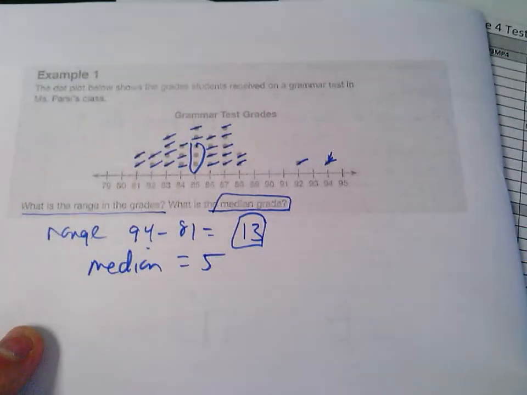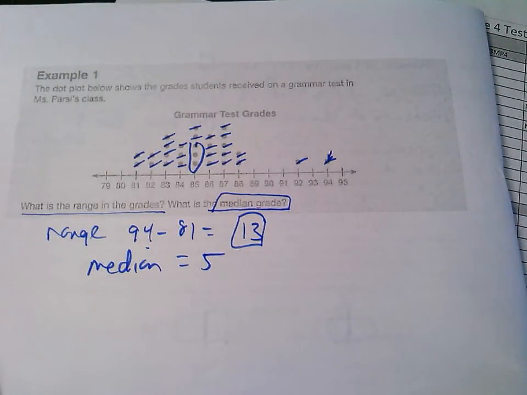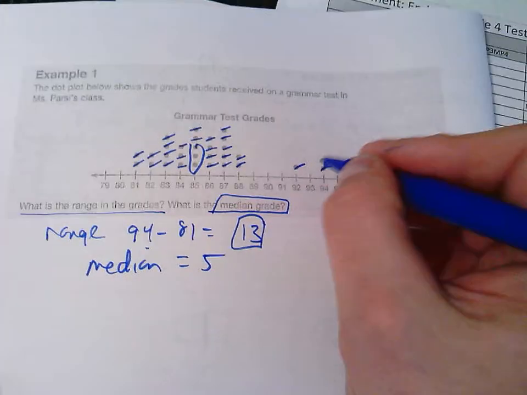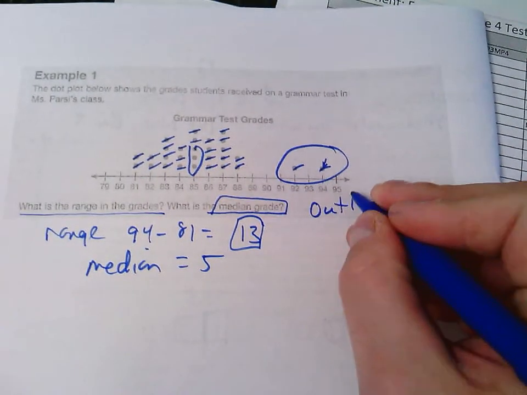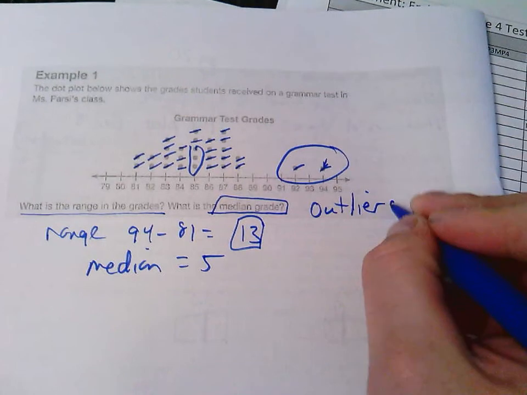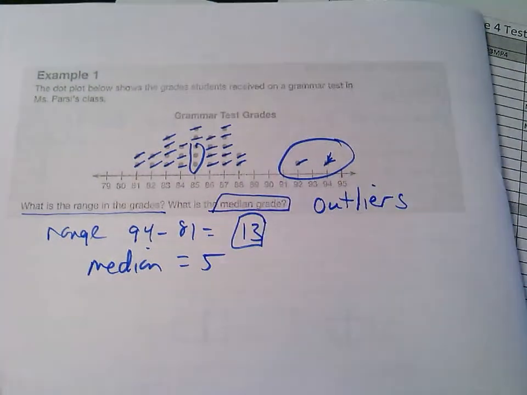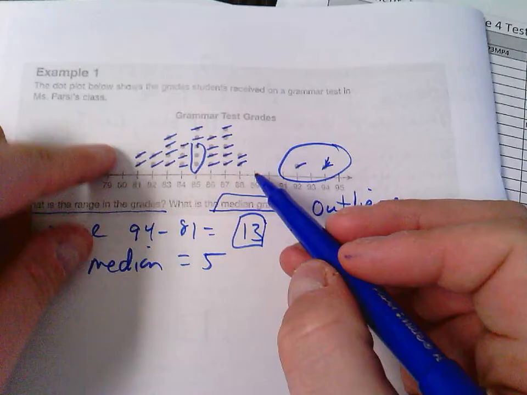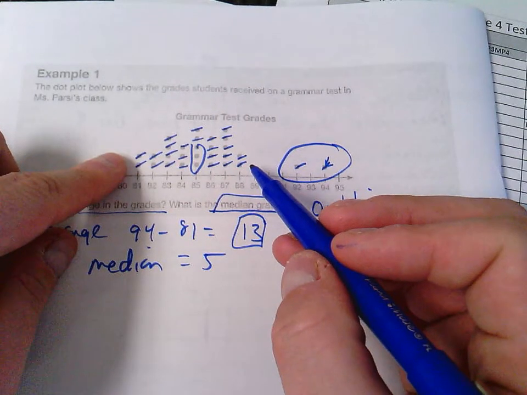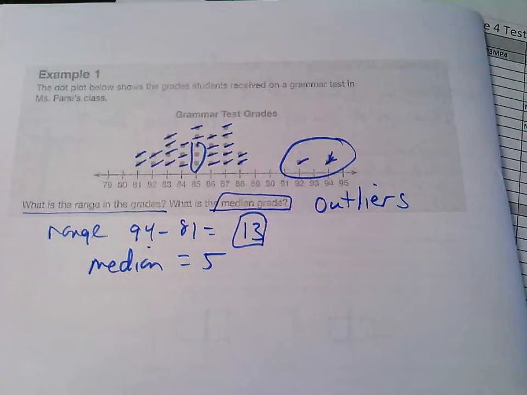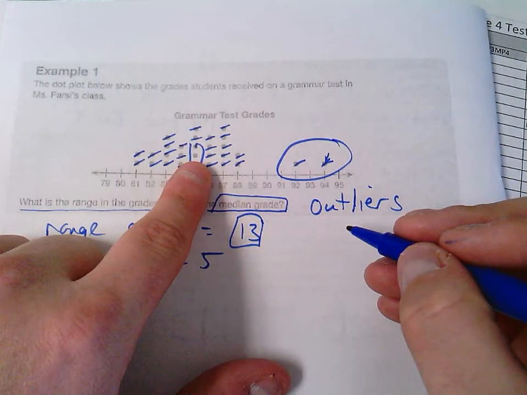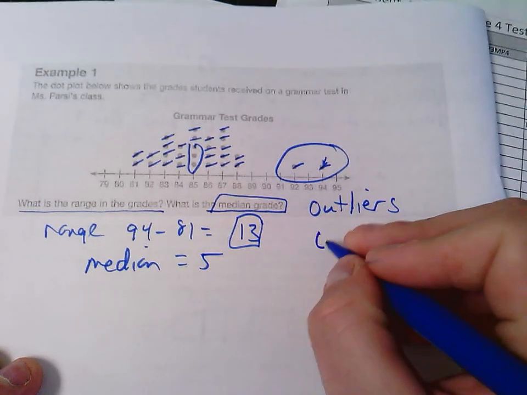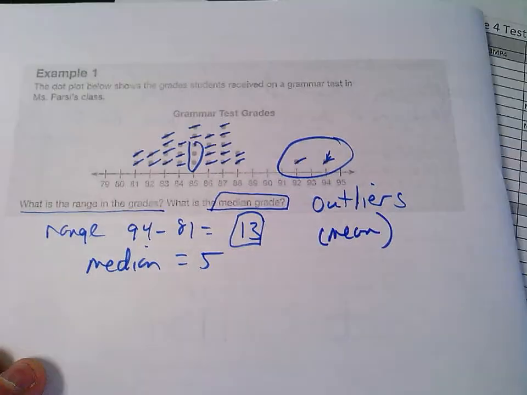Now these 2 value points out here have a special name. These are called outliers. An outlier is something that doesn't really match the rest of the data. You can see how most of the values are really kind of close together, and then you've got a couple of them out here that we'll consider the outliers. The outliers don't really impact the median that much. They definitely impact the mean. They can definitely impact that mean.